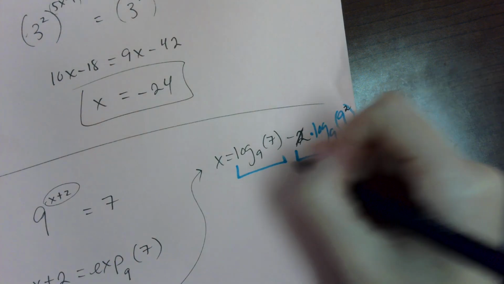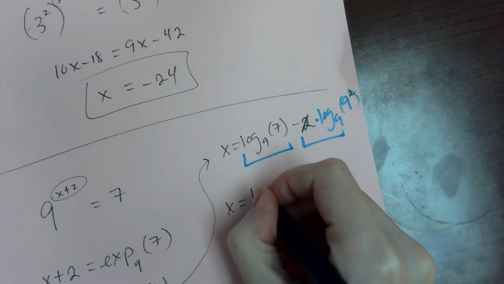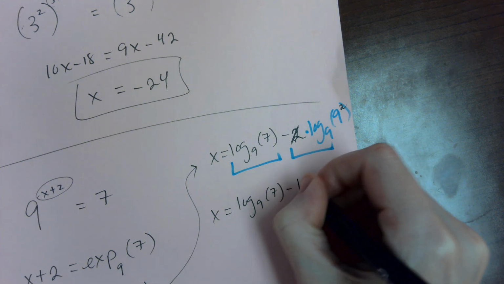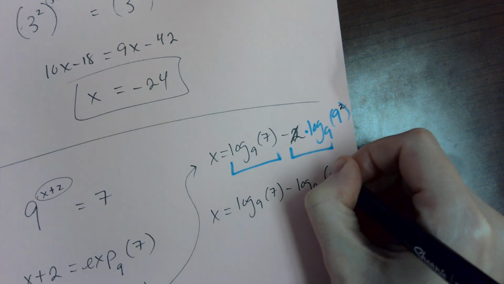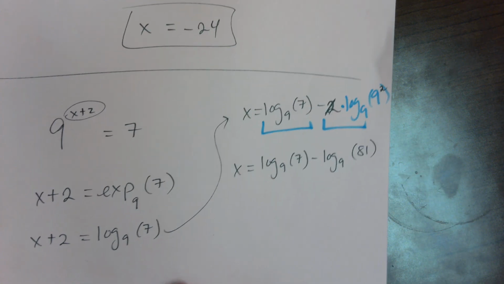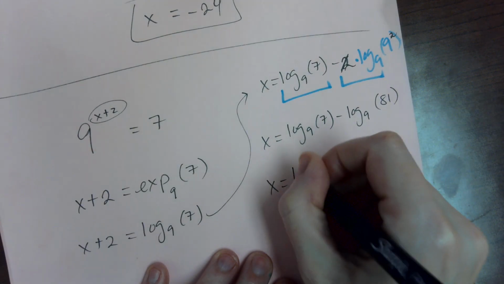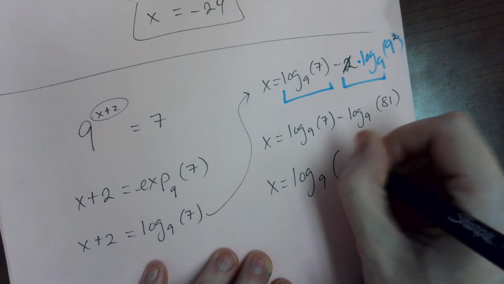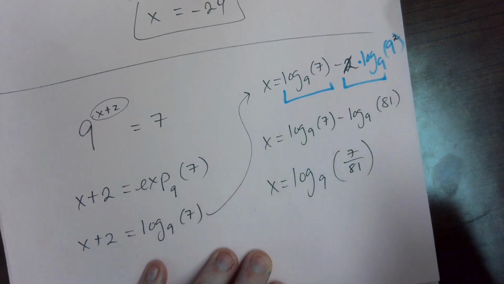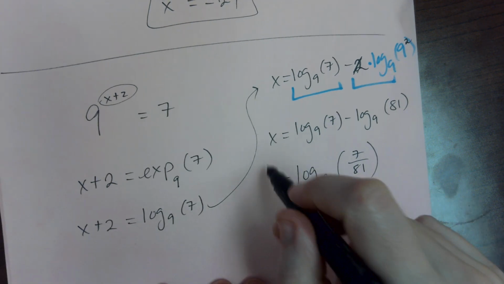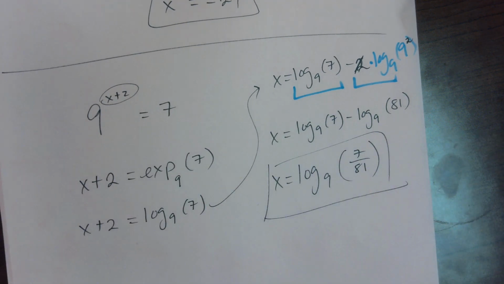Okay. All right, so let me just rewrite this. So this is log base 9 of 7 minus log base 9 of 81. And then the last move is to rewrite this as a single log, and then you're going to have 7 over 81, because if it's subtraction between, then you would divide. Okay, guys, so there is that.